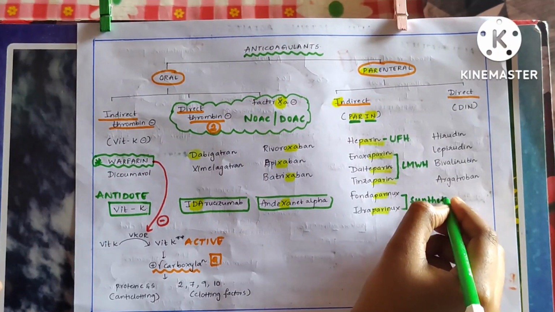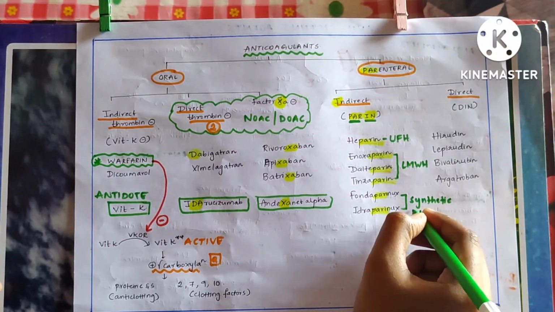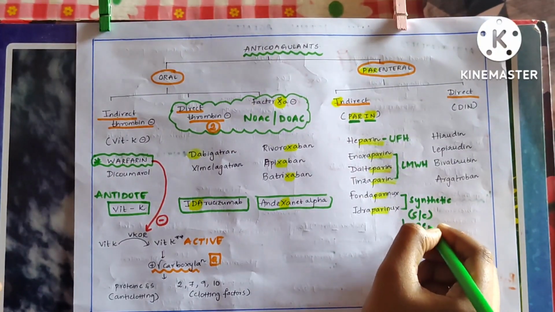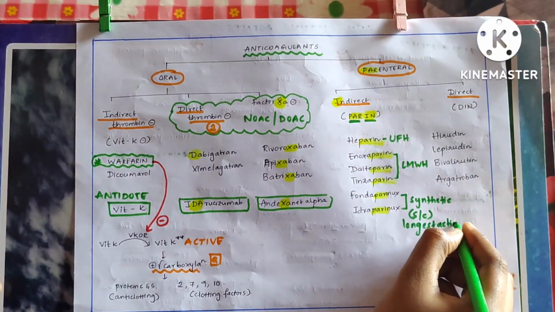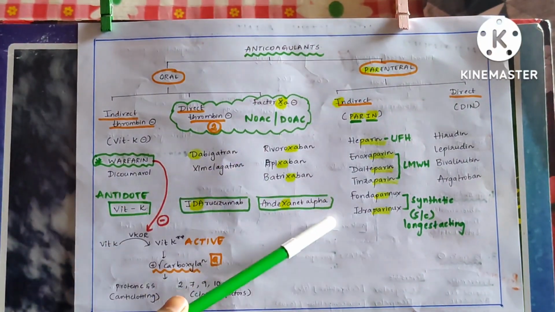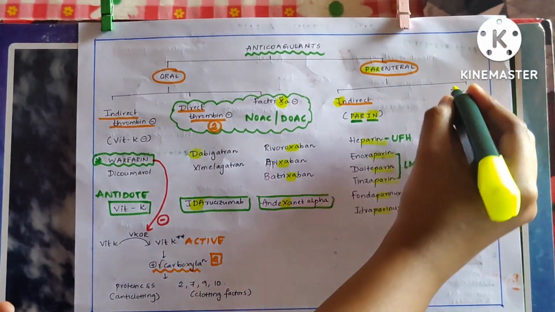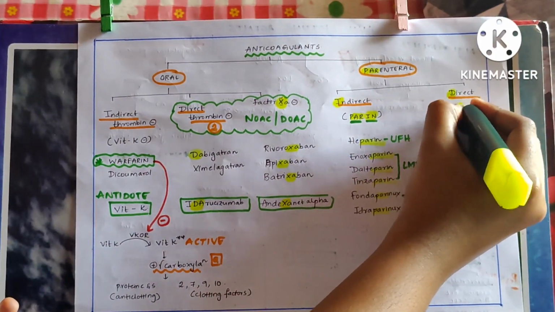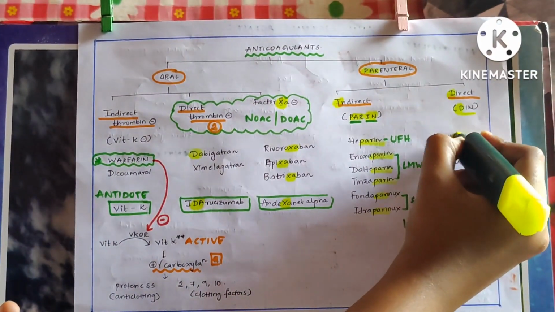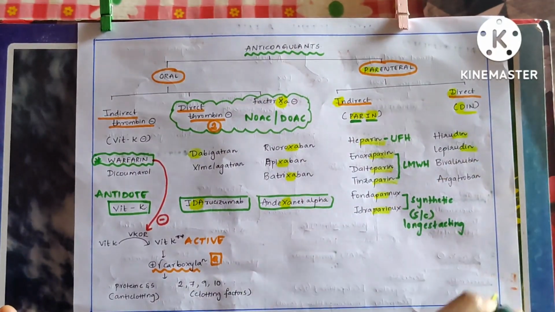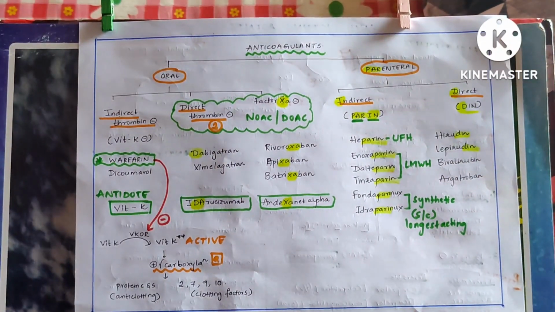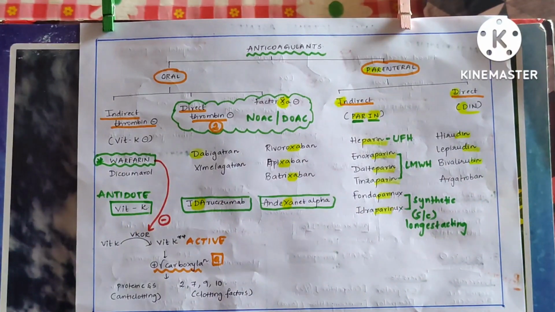Fondaparinux and idraparinux are the synthetic ones. These are the longest acting ones. These are given subcutaneously. So this completes the parenterally acting indirect anticoagulants. When we discuss the direct ones, they have D in it, DIN. So hirudin, lepirudin, bivalirudin. Okay, so these three have DIN in it.